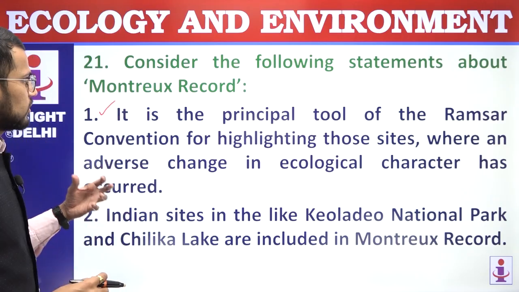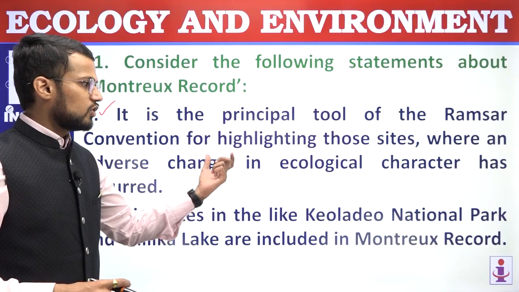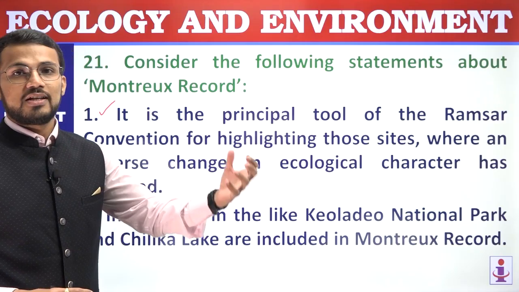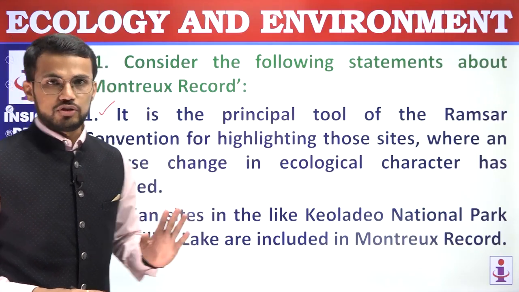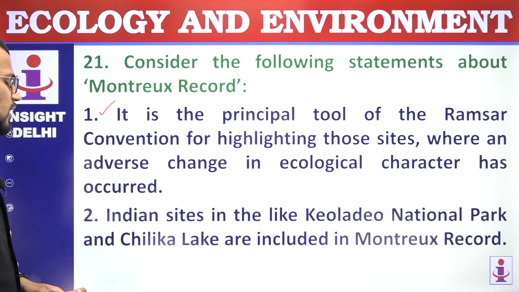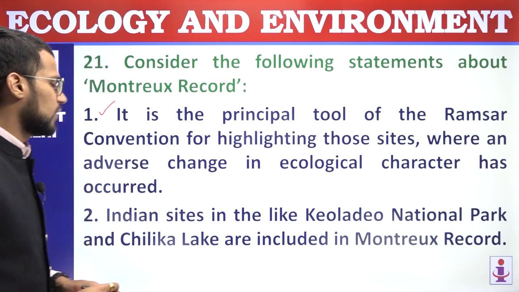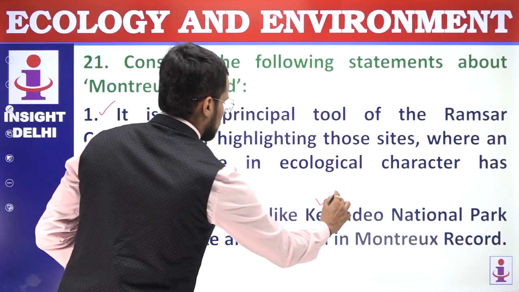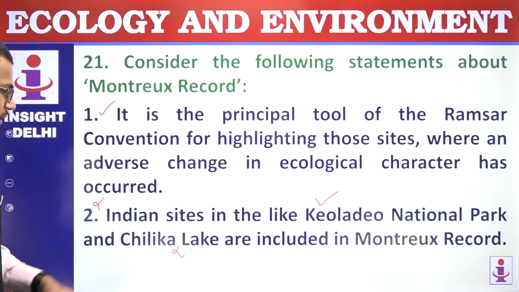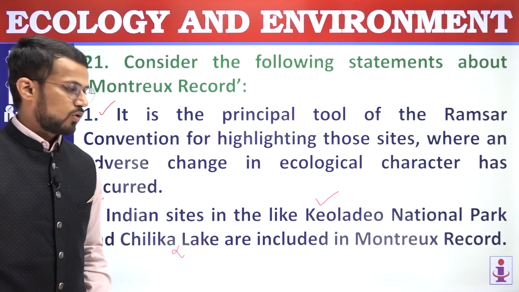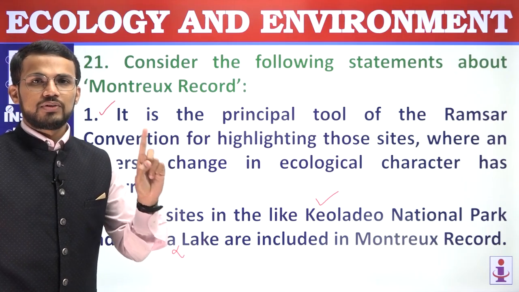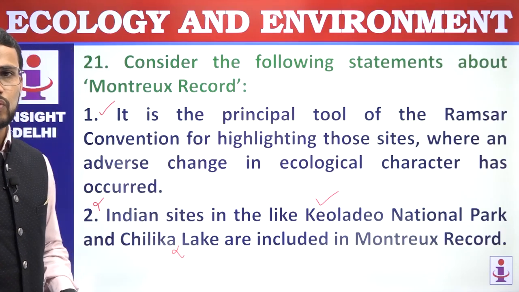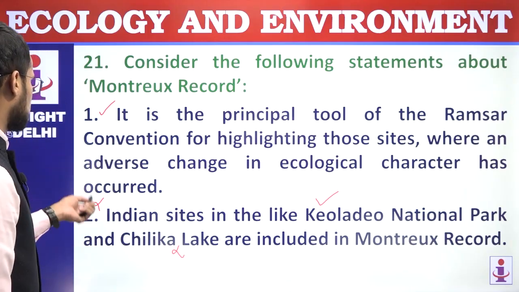So Montreux's record includes those Ramsar sites where there are changes in the ecological characteristic, right? It may have occurred, it may be occurring, or there is a chance that the ecological characteristic may change. So the first statement is correct. Second, Indian sites like Keoladeo National Park and Chilka Lake are included in Montreux's record. Incorrect. Keoladeo National Park is there, but Chilka Lake is not there. Instead of Chilka Lake, there is Loktak Lake in Montreux's record. So only 2 sites from India, Keoladeo National Park and Loktak Lake. Chilka Lake was there earlier, but it has been removed from Montreux's record now. So the first statement is correct, the second is incorrect.